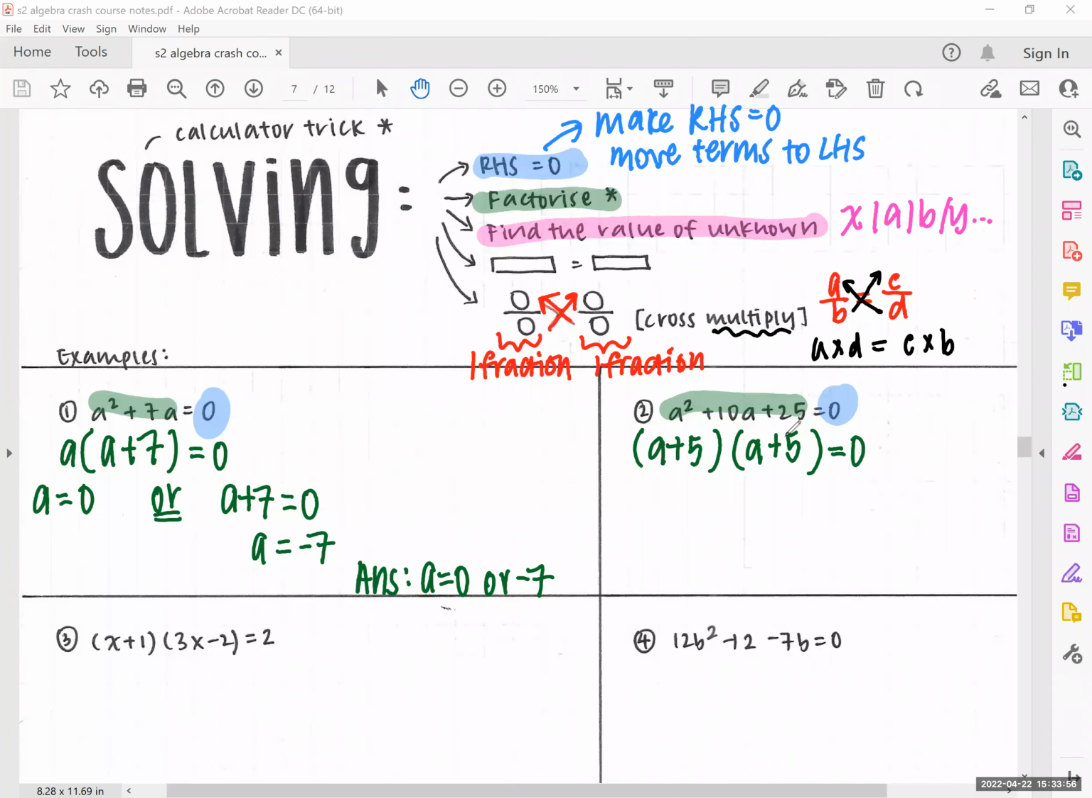Very good. You already got a plus 5 and a plus 5. Now, a plus 5, a plus 5, is it the same thing? Yeah. So do we write a plus 5 equal to 0 or a plus 5 equal to 0? Does it make sense? No. So we just need to write a plus 5 equals 0. It doesn't make sense to write or because they are the same thing.